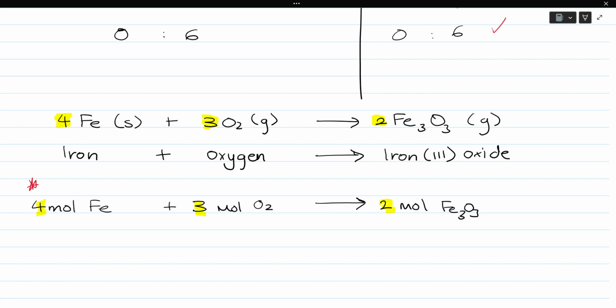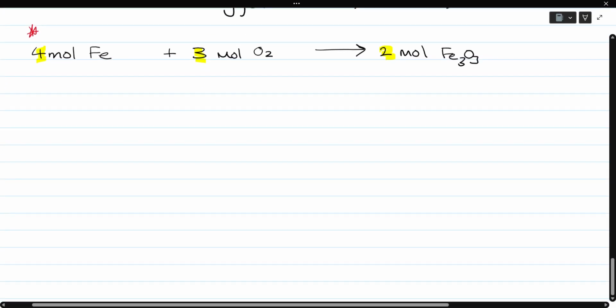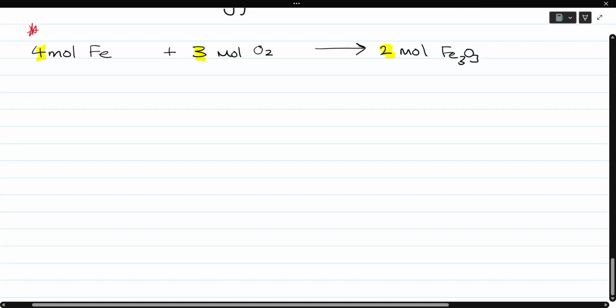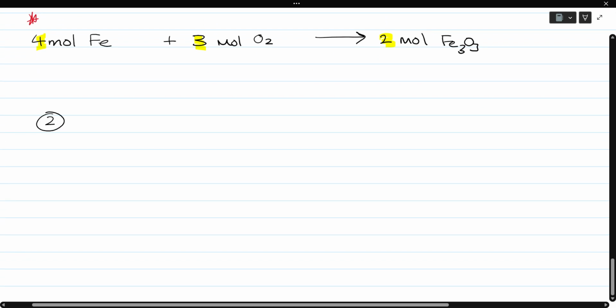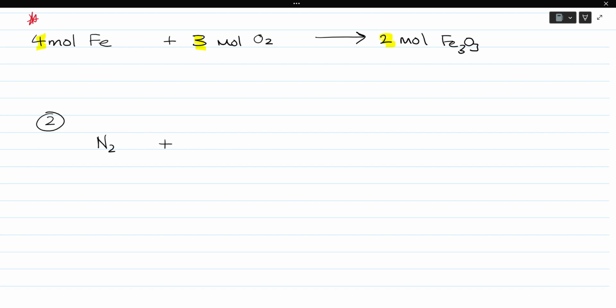So if we apply this to another question, I'm just going to write down another equation down here just to get you comfortable with how this is working. So this was number 1. This is now number 2. So we've got N2 plus 2O2 to give me 2NO2. Alright, so this is the equation given to you. Let's make sense of it.